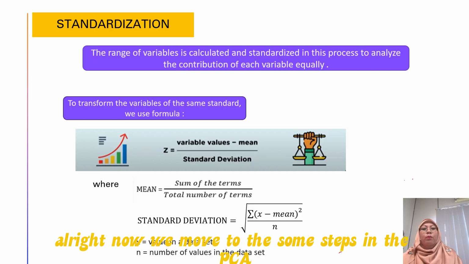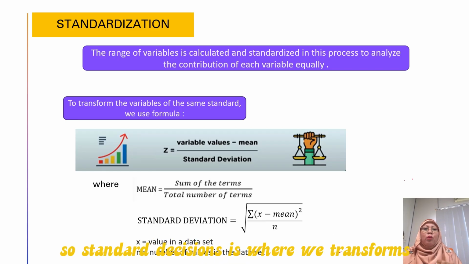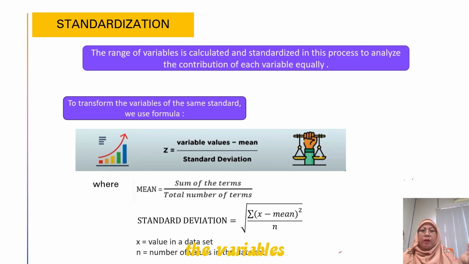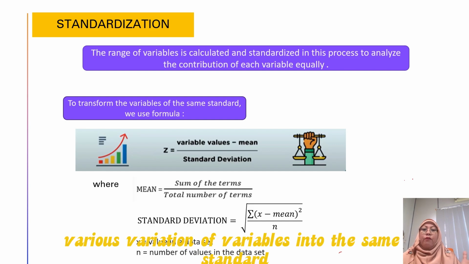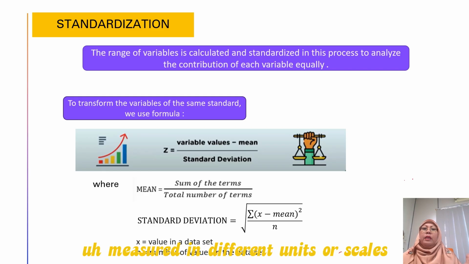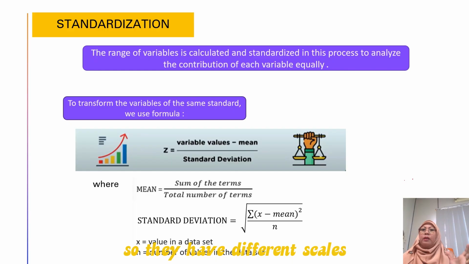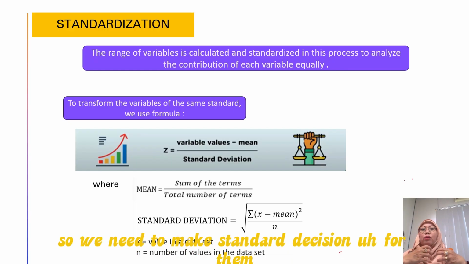Alright, now we move to some steps in PCA. The first step in PCA is called standardization. Standardization is where we transform the variables onto the same standard. For instance, variables may be measured in different units or scales, for example income in thousands and percentage unemployment. So they have different scales, and we need to standardize them.